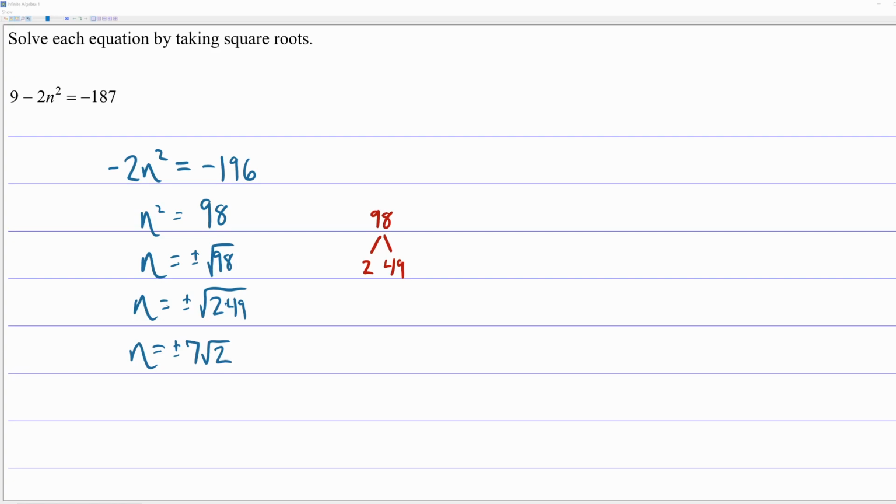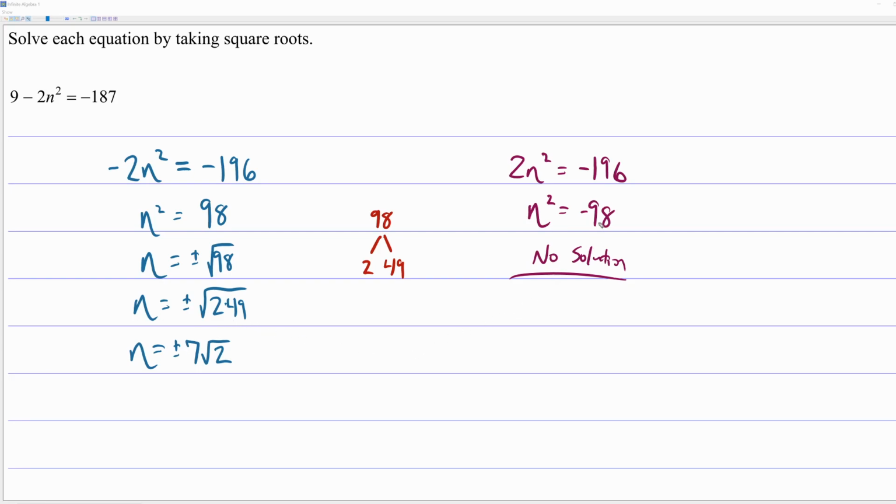Now, I wanted to stop at this problem and just do a what if. Let's pretend for a moment that this first minus sign was not there. What if this problem just said 2n squared is negative 196? Well, when you divide by 2 on both sides, you get n squared is negative 98, and here you're stuck. We're actually going to say that this problem has no solution, and that's because you can't take the square root of a negative number. The reason the square root of 49 is 7 is because 7 times 7 is 49.